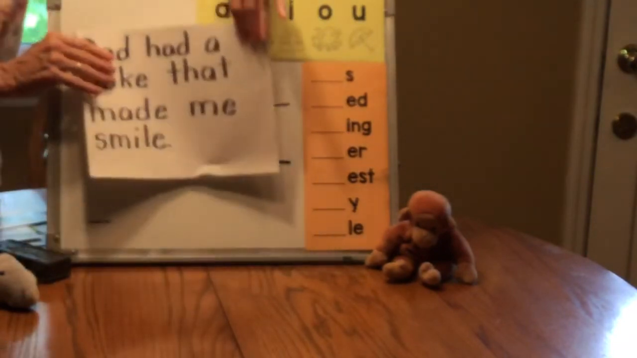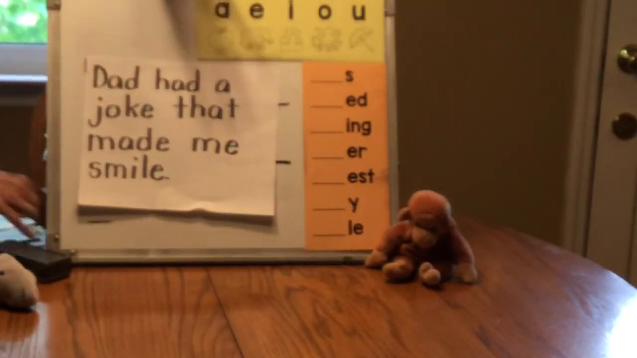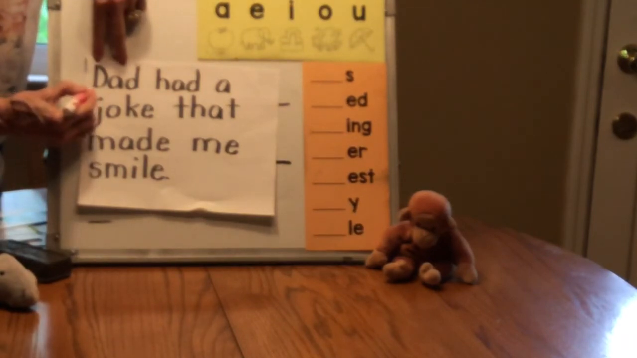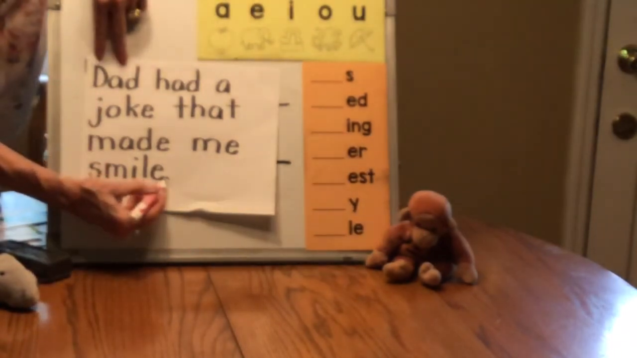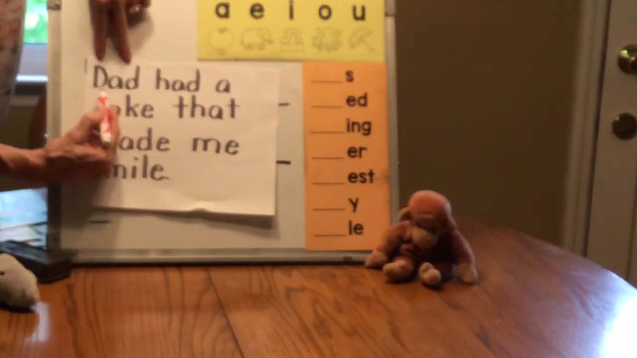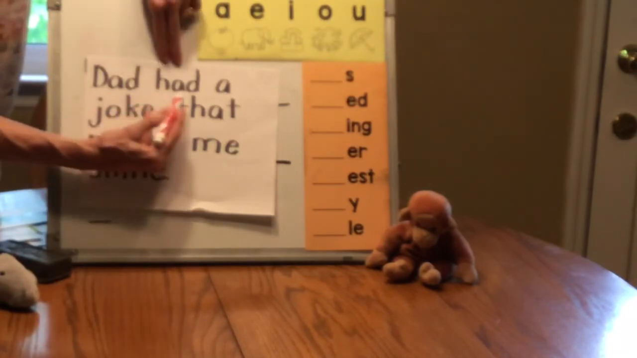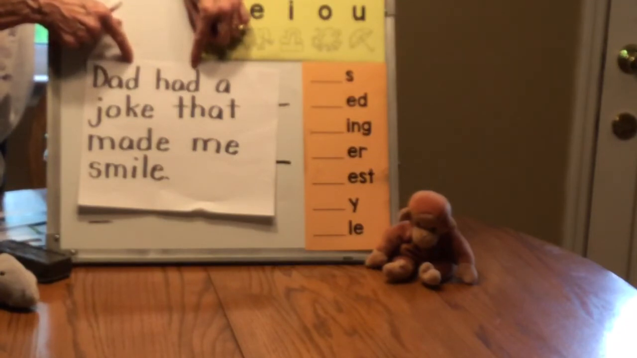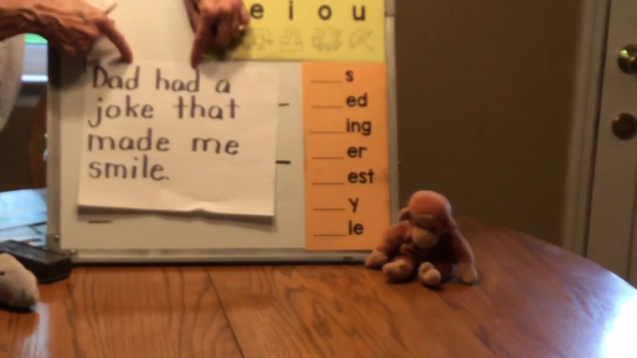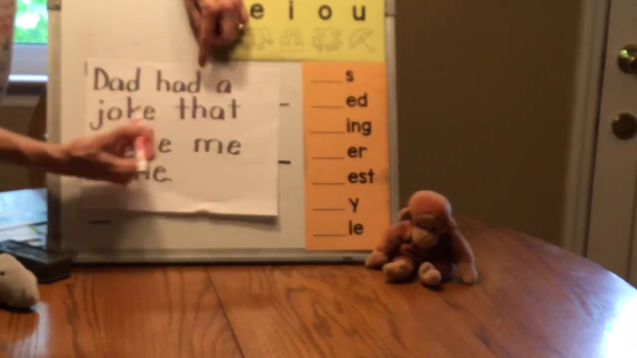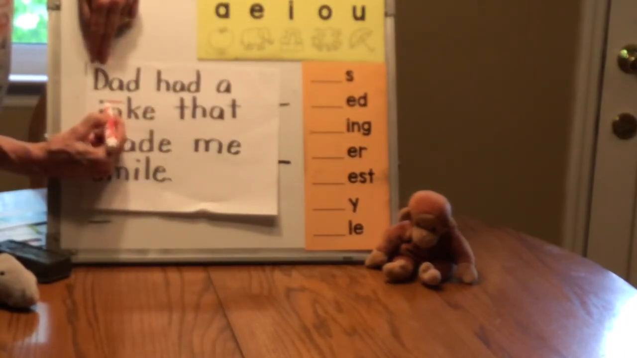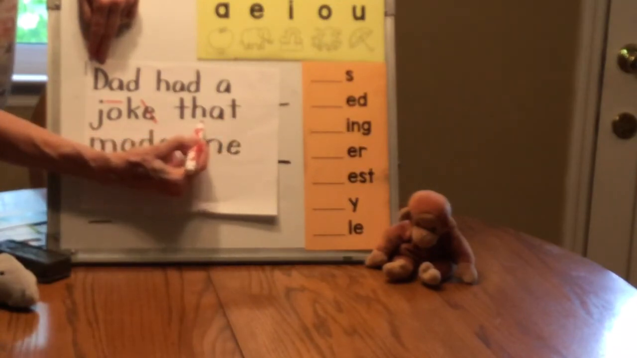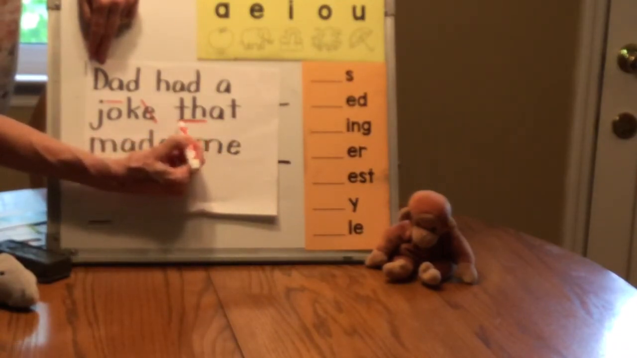All right, so let's check the sentence that we have. Did you remember to start with a capital letter on Dad and to put a period on the end? So we have Dad had, everybody look at your D's. Please make sure they're going the right way. Make sure you wrote D. Dad had a joke. Oh, there's one of my long vowels. Silent E. That, there is a digraph.